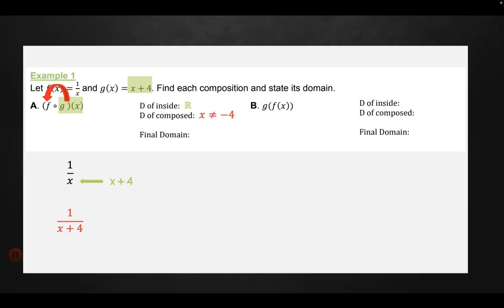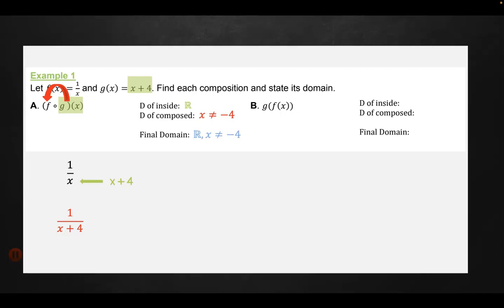Now, when I find my very final domain of this composition, I'm going to combine the domain of the inside, which was all real numbers, and the domain of my composed function, which was, again, all real numbers, but x just cannot be negative 4. So the way I could write this is all real numbers, and then x cannot be negative 4.